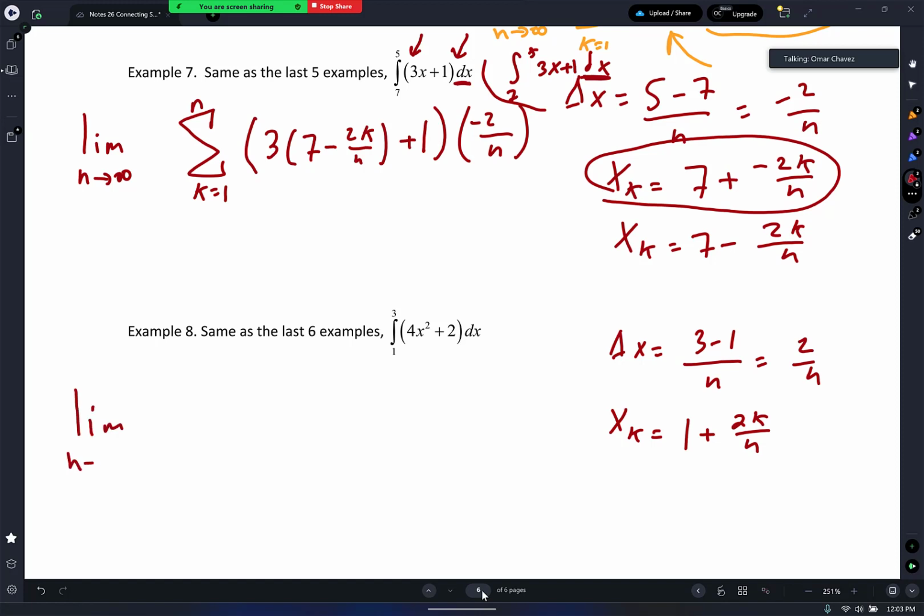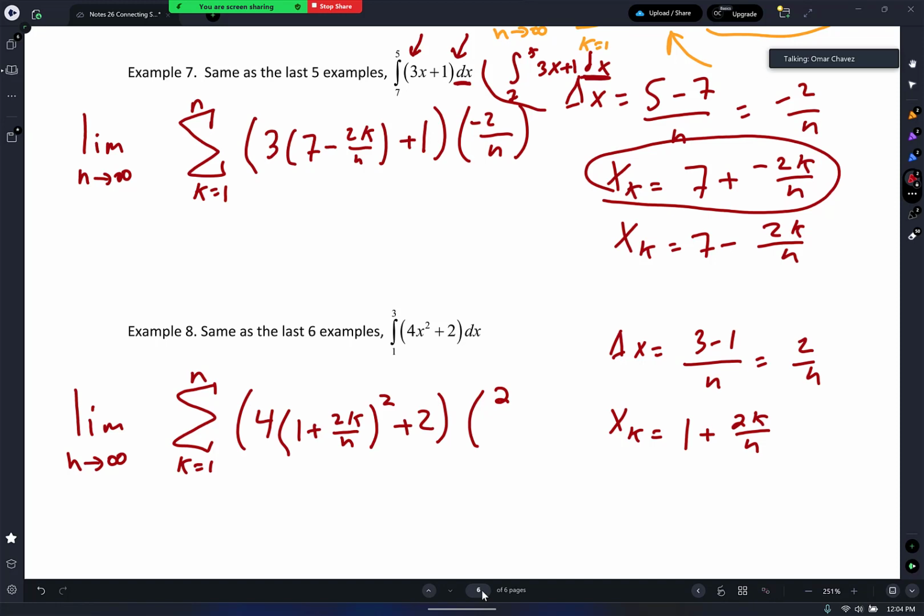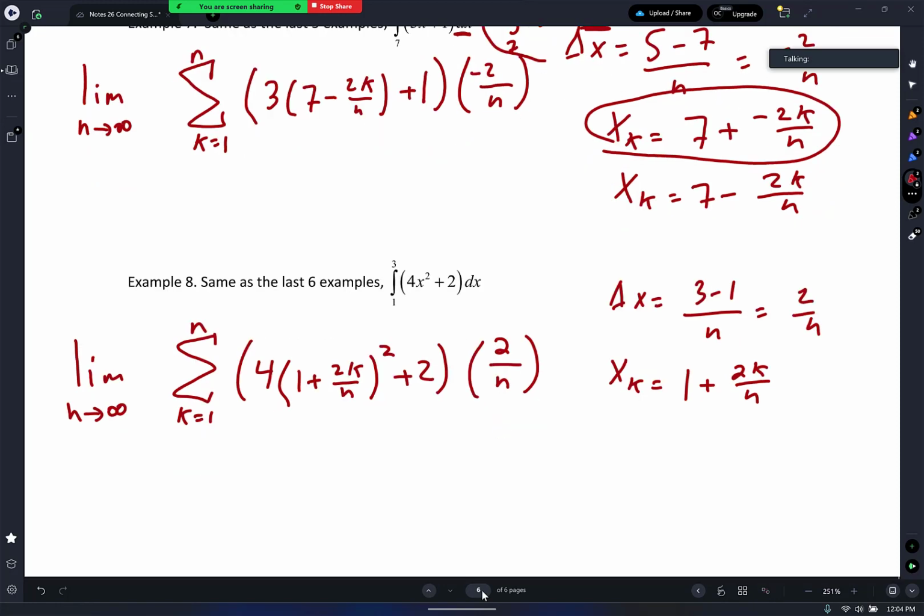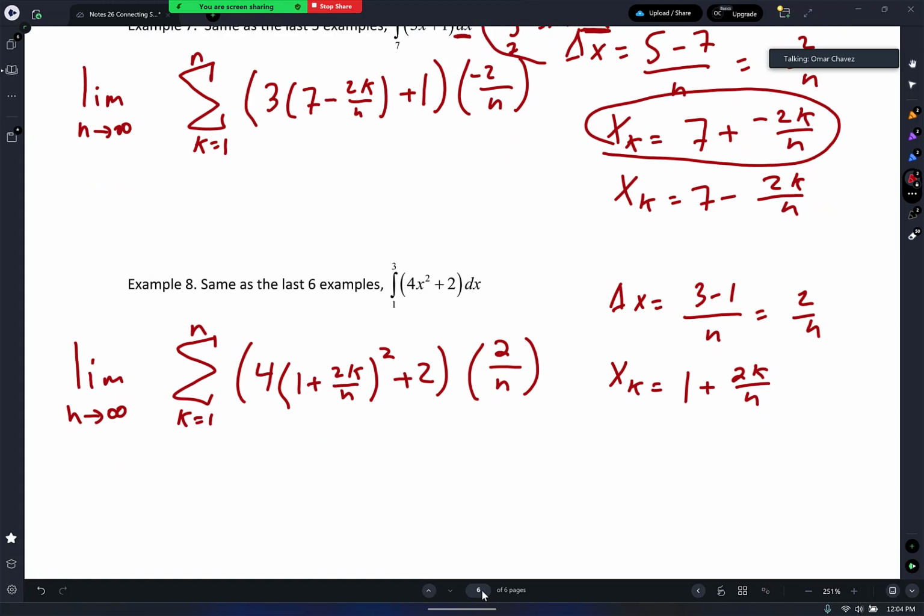Limit as n approaches infinity, summation from the first rectangle to the infinite rectangle, put the n, and then parenthesis 4, open parenthesis again, put your x of k, 1 plus 2k over n, close it, put a square on it, plus 2, close that, open parenthesis, put your delta x, which is 2 over n. And yeah, they're all pretty much the same.